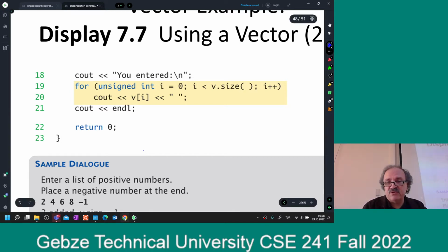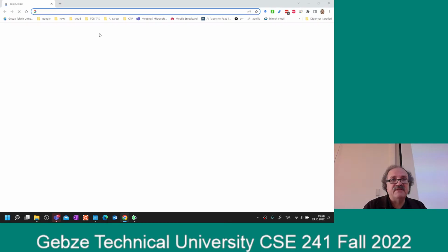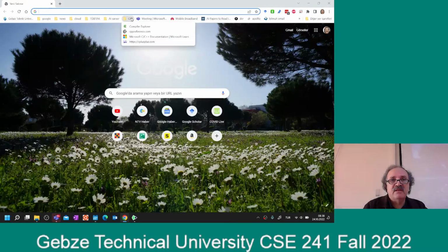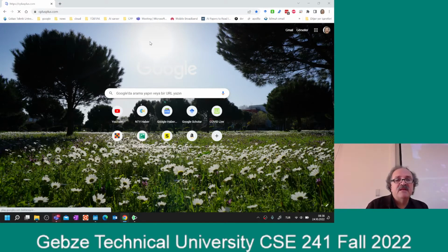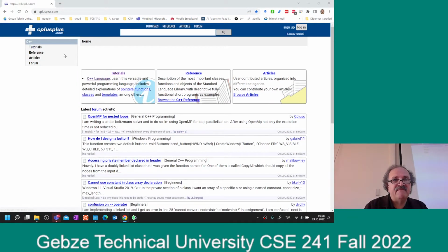Of course, let's go to the C++ reference, for example, maybe this one, cplusplus.com, yeah. Let's go there and let's look at the vectors.